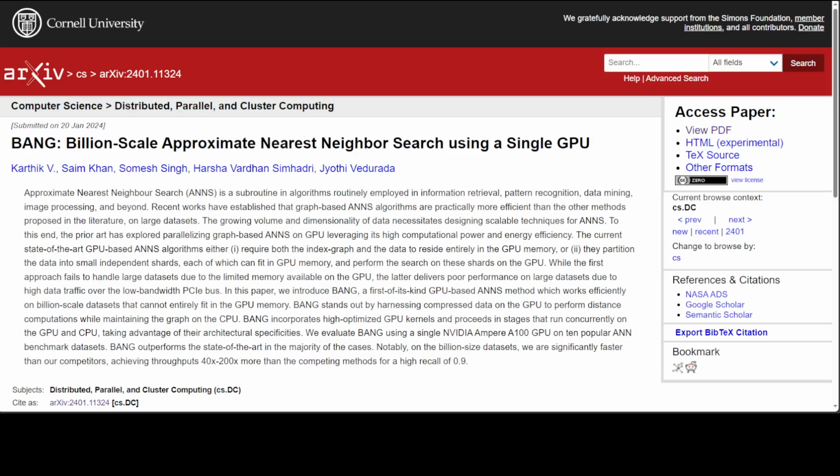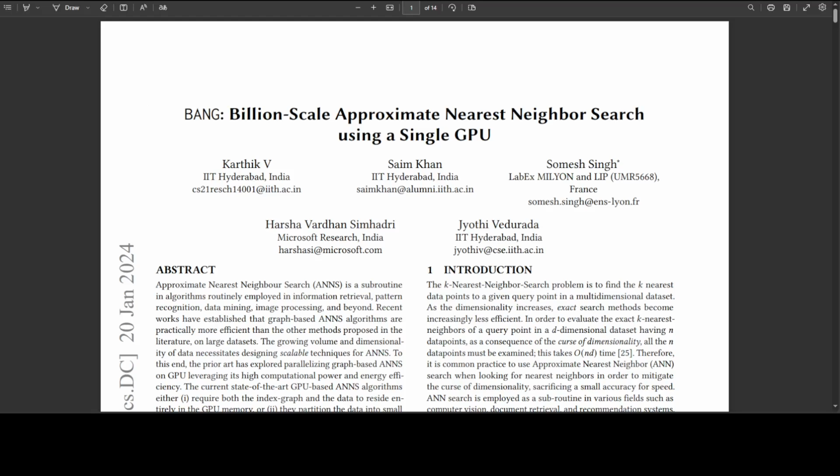ANNS stands for Approximate Nearest Neighbor Search, a subroutine in algorithms routinely employed in information retrieval, pattern recognition, data mining, image processing, and beyond. Recent works in this area have really made some inroads, but the growing volume and dimensionality of data has still made things a bit difficult. But this method takes advantage of the architectural specificities of the new research.